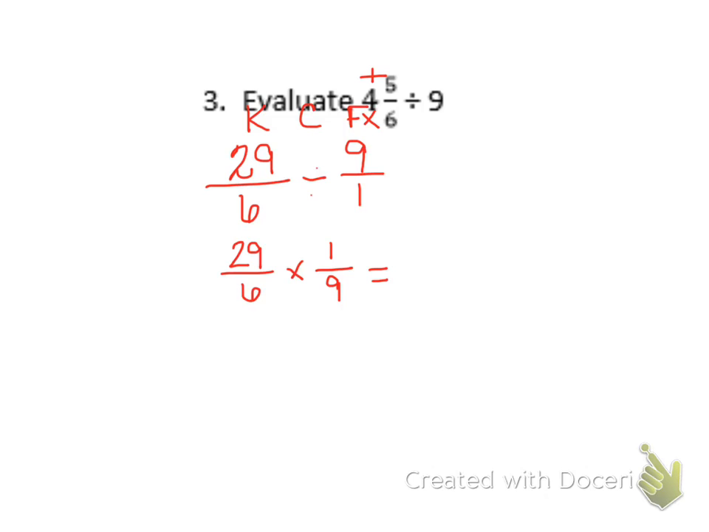Now I can multiply across. 29 times 1 is 29. 6 times 9 is 54. And that cannot be simplified, so that is my answer.